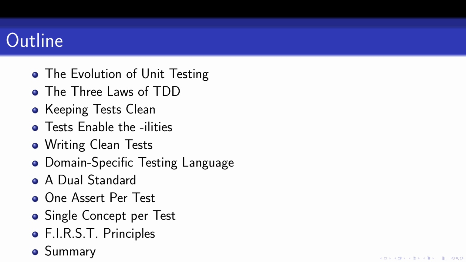We'll dig into writing clean tests, comparing a messy before and a sleek after. Then, we'll cover domain-specific testing languages, your secret weapon for readability. A dual standard comes next, showing how test code differs from production. We'll wrap up with one assert per test, single concept per test, the first principles, and a summary to tie it all together.